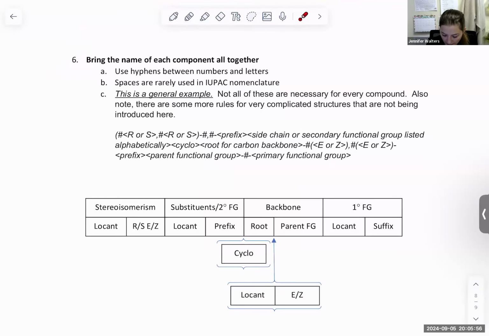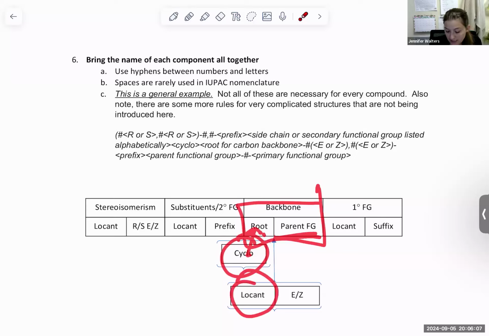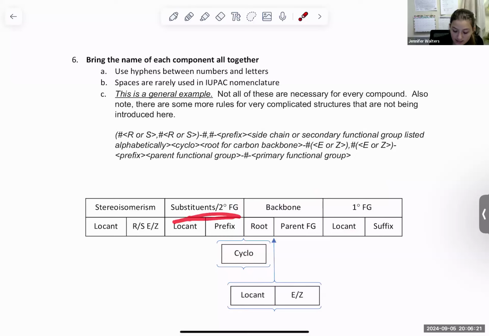So when we bring this all together, our backbone is here with the root. You could have cyclo describing the root if it's in a ring. We are then going to have our parent functional group with its locant number if it's an alkene or alkyne. E and Z are used if it is a double bond with stereochemistry. Your primary functional group is all the way at the end with the suffix and the number going directly in front of it. Substituents and secondary functional groups are listed out front with decreasing priority, and they're listed alphabetically.